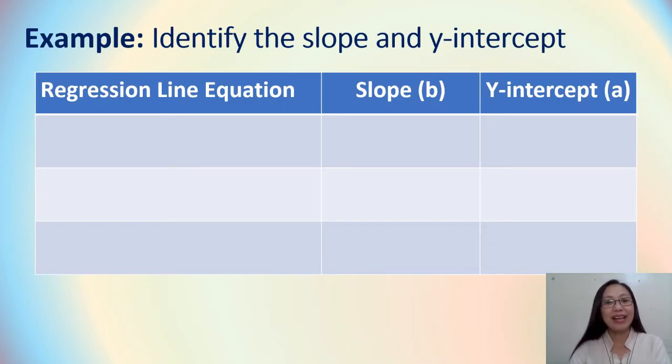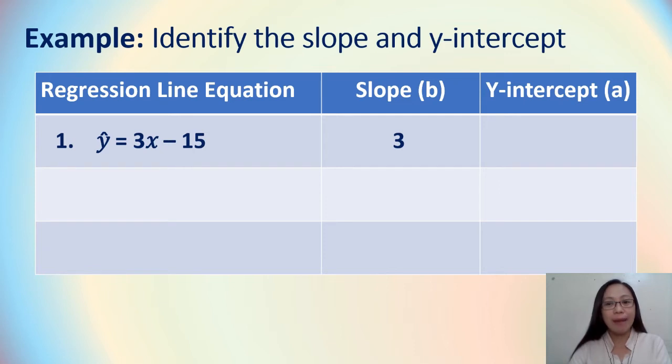Now, let us identify the slope and y-intercept given a regression line. We have here the first example: y hat equals 3x minus 15. Which do you think is the slope of the equation? Remember that the slope is the coefficient of x. Yes, you are correct. The slope is 3.